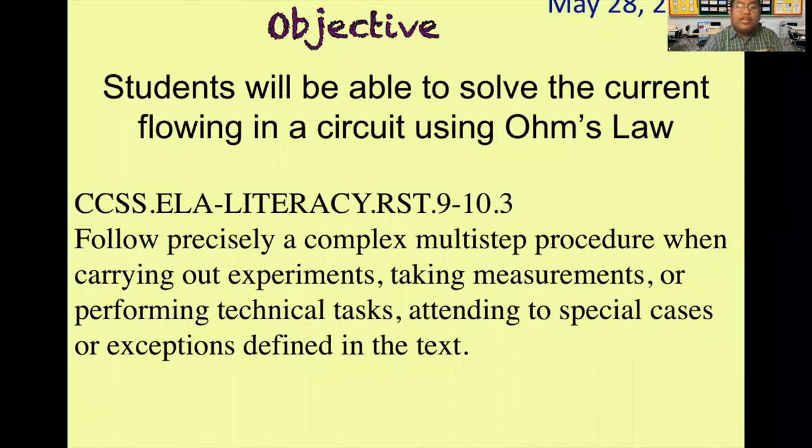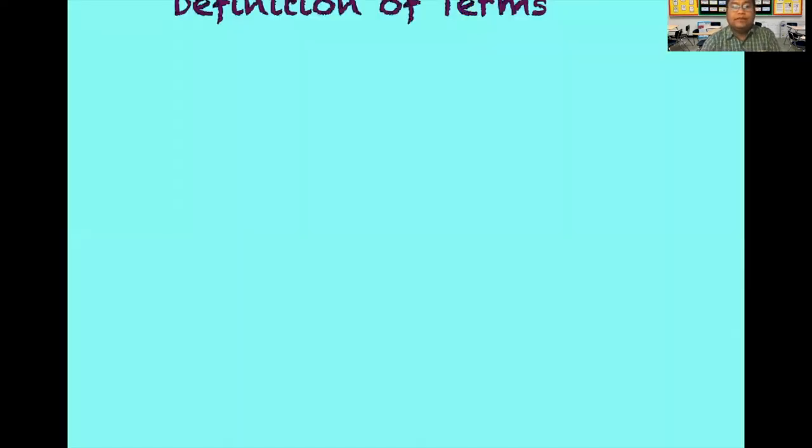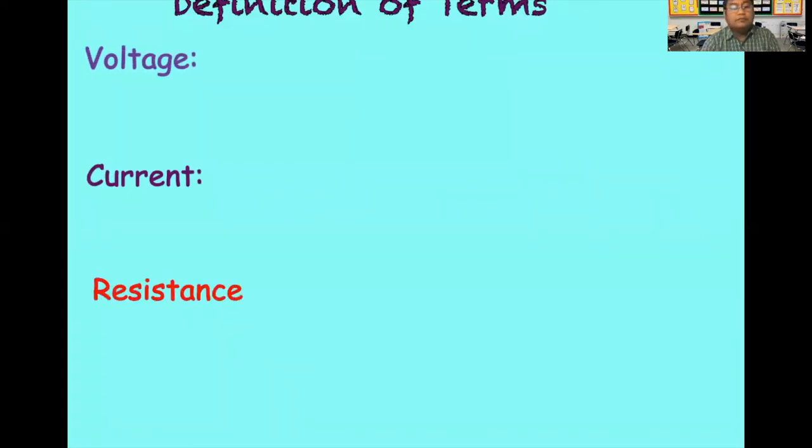Who would like to read the objective? Yes, Susan? Okay, so you should be able to solve the current flowing in a circuit using Ohm's law. Before that, let us define some terms that we are going to use during our discussion. So we have the voltage, the current, the resistance. What is voltage? Anybody from the group?